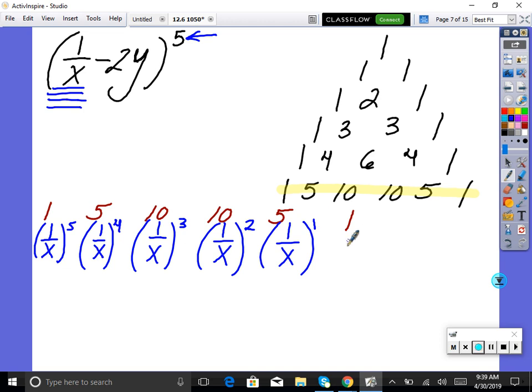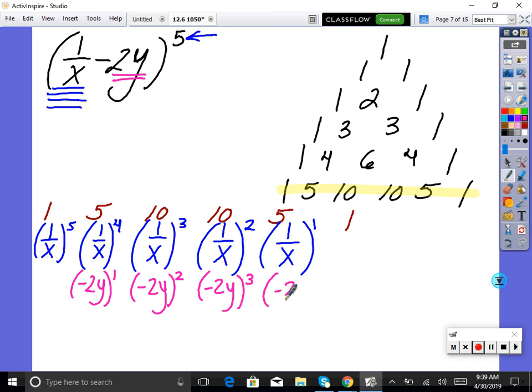Can I just not write 1 over x to the 0? Yes, because that's going to become 1, right? Now let's do the back thing, which is negative 2y. Right here is negative 2y to the 0, so that's why I'm not writing it. So then this is negative 2 and y to the first. You need parentheses, you guys. Negative 2y squared. Now check if it's degree 5, it should be 5, 5, 5, 5, 5, and 5.